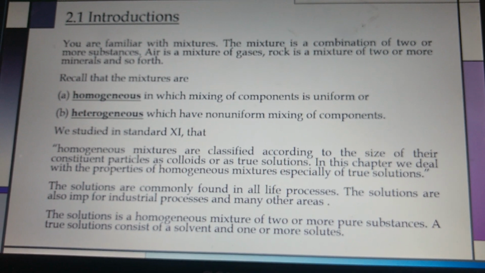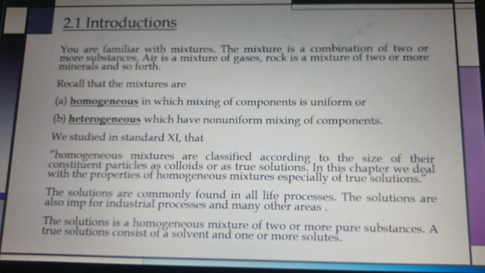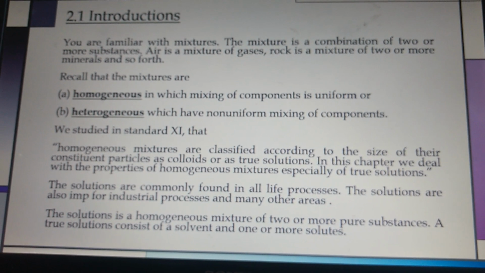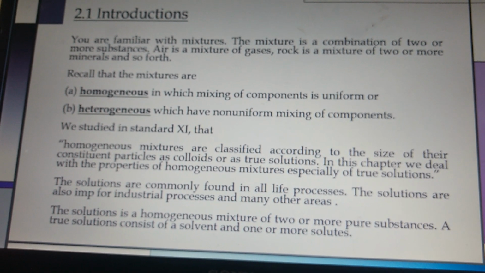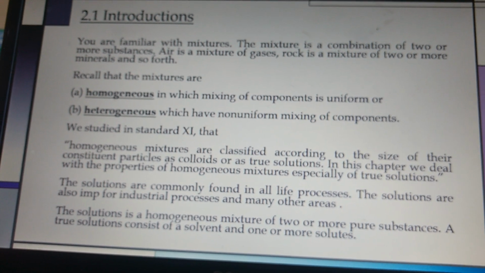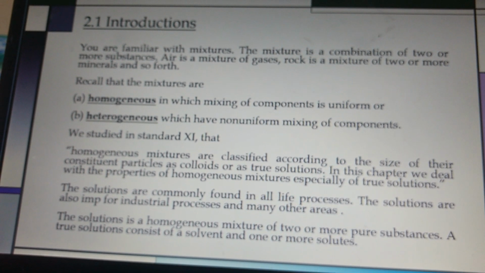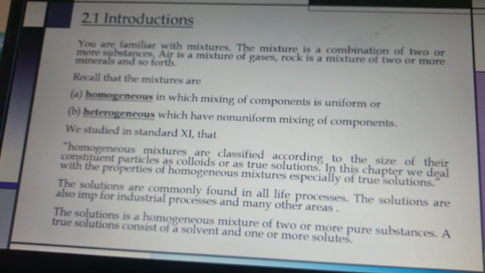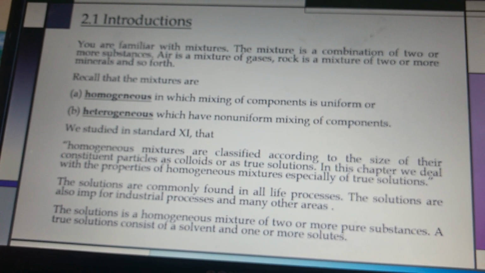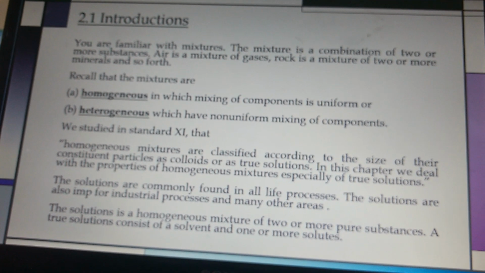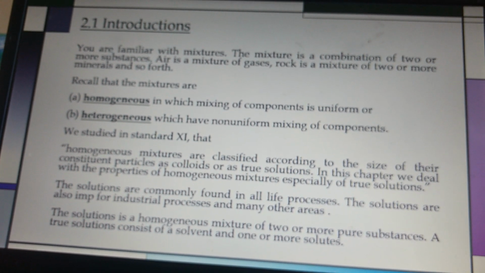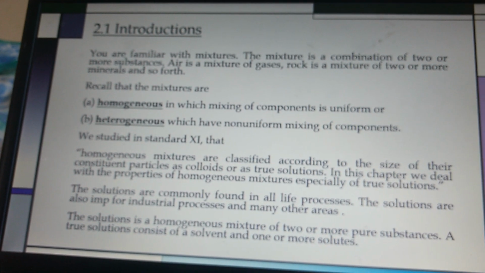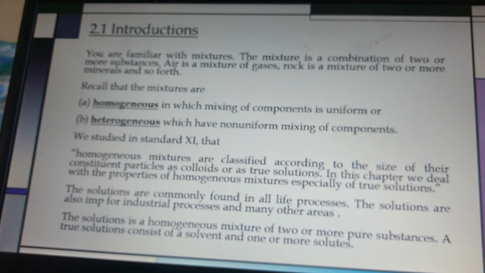Homogeneous mixtures are classified according to the size of their constituent particles as colloids or as true solutions. Colloidal suspensions are terms we already learned, and between them and the true solution there is a difference depending on the particle size. In the dispersion, it carries positive or negative charge, while the true solution is formed when the soluble substances are dissolved in the solvent. Particle size of the true solutions is very small, about 10⁻⁸ centimeter.